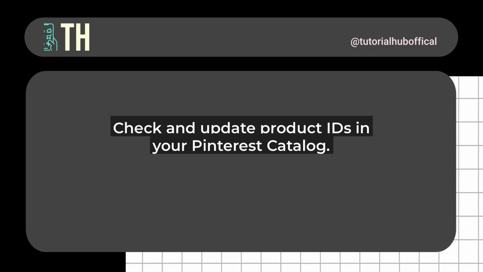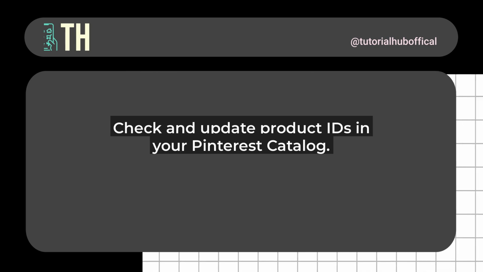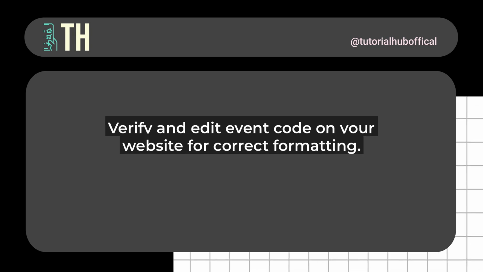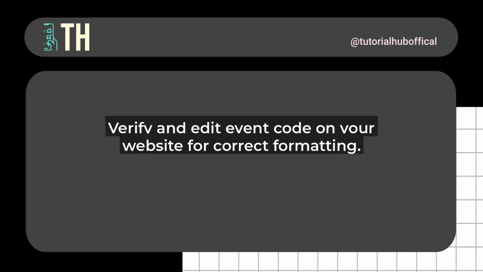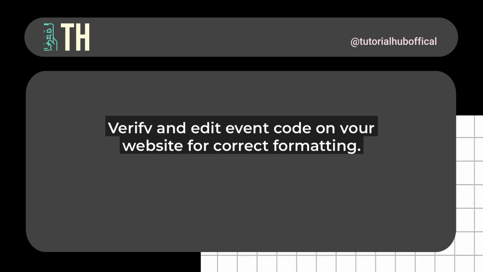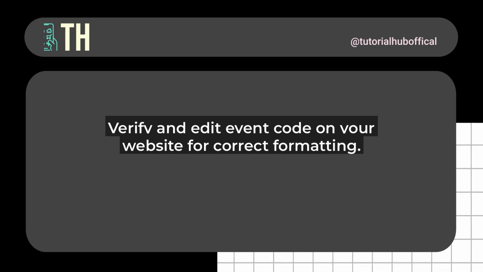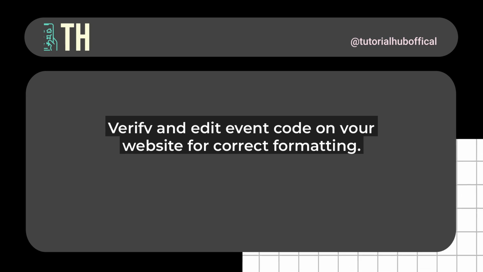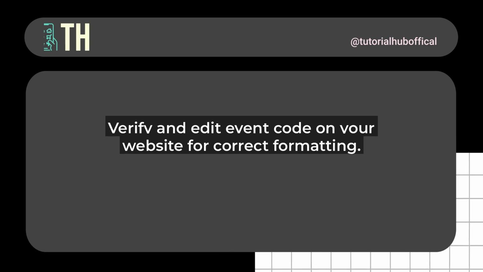Start by logging into your Pinterest business account and heading to the Ads Manager. Once there, navigate to the Events section under Conversions or Catalogs. Next, double-check your product IDs. Go to your Pinterest catalog and ensure that all your product listings are up to date. Compare the IDs in your event code with those in the catalog. If they don't match, that's your problem.